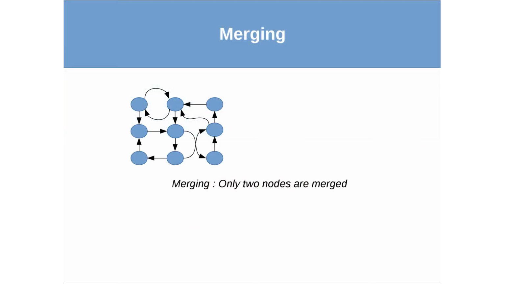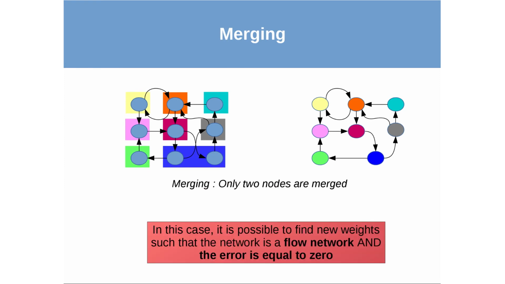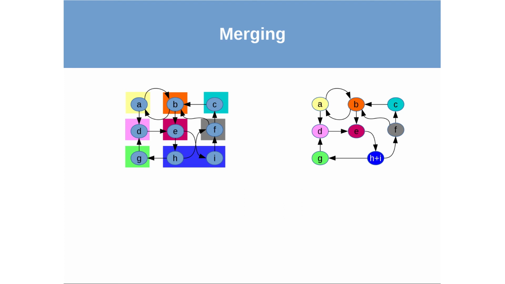We introduce what we call a merging. It is a particular partition, where only two nodes are merged together, as you can see in this example. In the case of a merging, we have shown that it's possible to find the new weights such that the final network is a flow network, and the error is equal to 0. This result can be viewed as follows. Imagine a random walker on the initial network. The proportion of time that you will spend on each node is denoted by the letters from A to I.